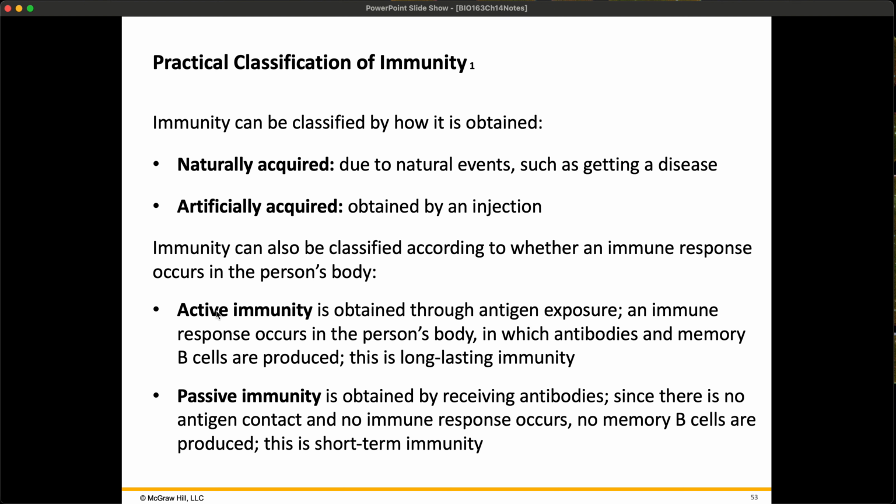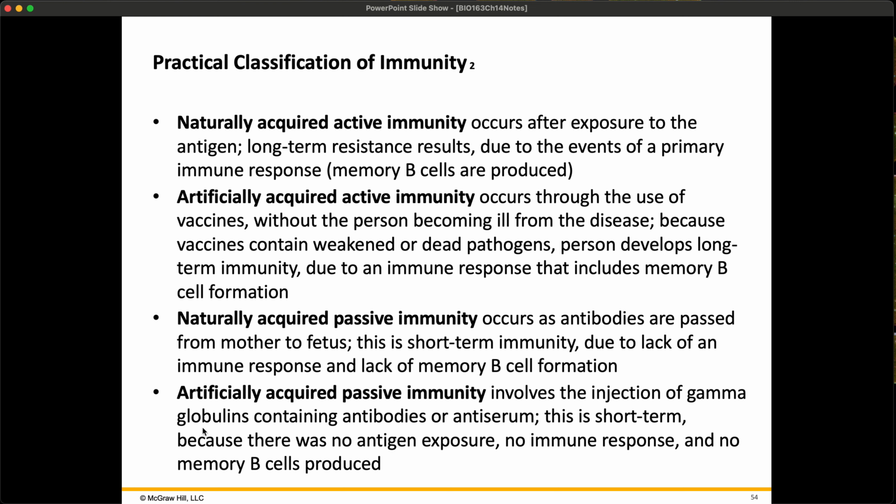It can also be classified as active or passive, and this refers to whether or not you have memory cell production happening, whether some memory B cells get produced or not. During active immunity, your body is exposed to this pathogen, exposed to this antigen, and it makes these memory B cells. During passive immunity, you are receiving the antibodies that the B cells would be producing, and so you're not actually making your own. And so you have short-term immunity, but no real long-term, no memory cells produced. So look at these different combinations that we can have.